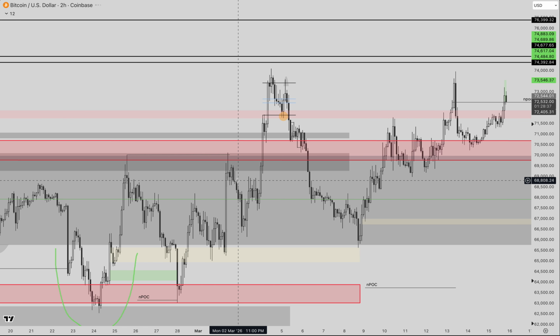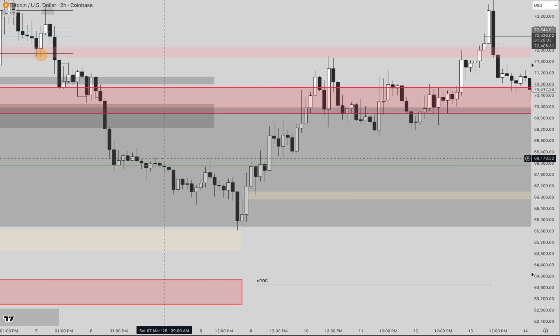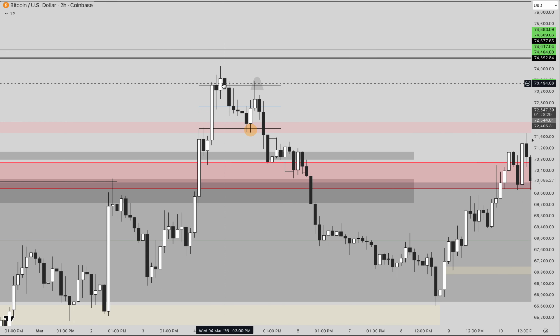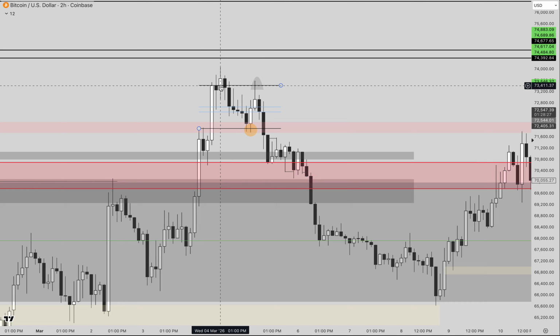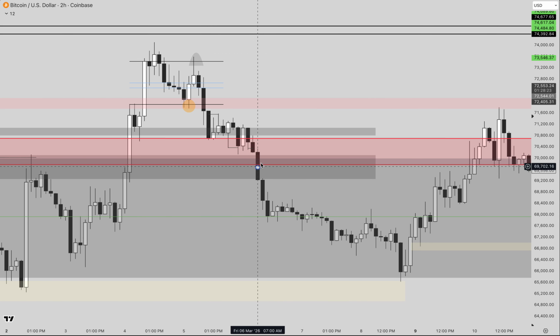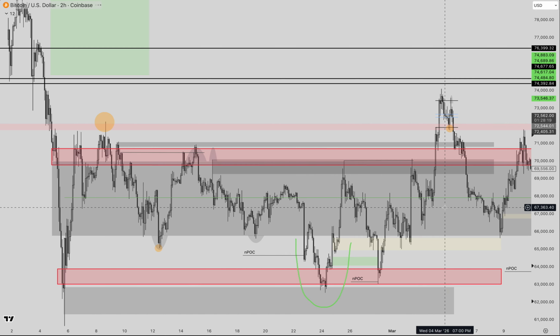I don't know how many people attended that stream or watched, but pretty much I was talking about how we basically distributed up here. This was a very classic distribution schematic in an overall downtrend. We popped back into, if you guys don't know what you're basically looking at, okay?